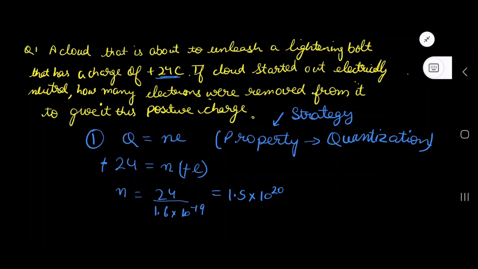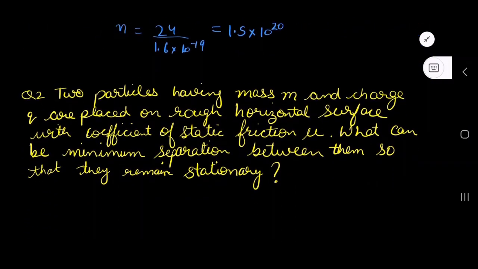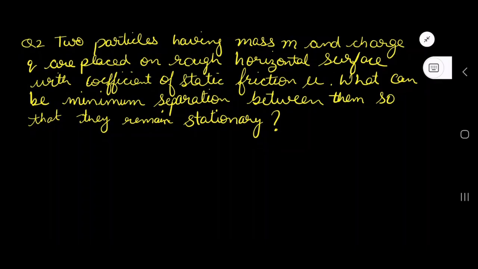So now let's proceed to the next problem. In this question, we are given two particles having mass m and charge q placed on a rough horizontal surface with coefficient of static friction mu. So we have a system of two charges placed on the rough horizontal surface. What can be the minimum separation between them so that they remain stationary? Let's understand the question first and draw the situation, and then we'll see what we need to find.